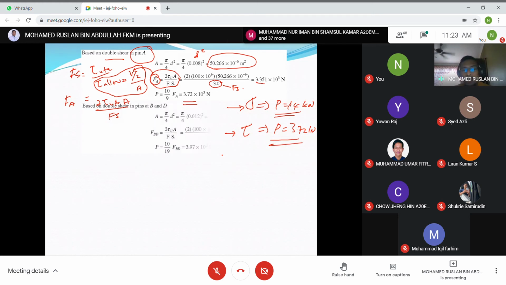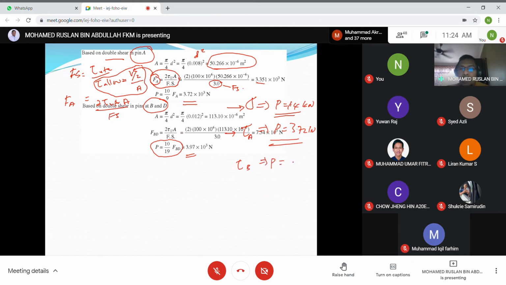We have another one for pin B and D. Based on pin B and pin D, this is the relationship between P and FB, FD. So the maximum P equals 3.97 kilonewton, based on the tau at pin B and D. So we have three answers here: the first P, the second one, and the third one. So which one is the answer? 3.72, the maximum. Yes, the answer is 3.72.